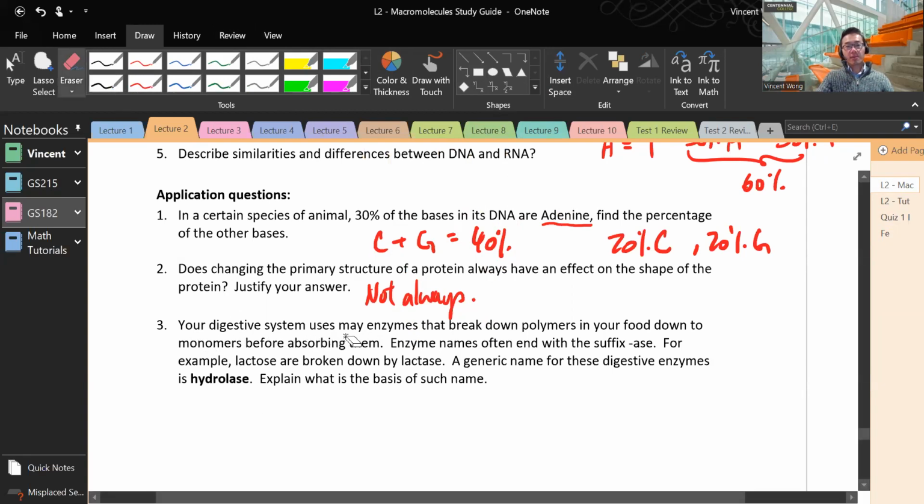Your digestive system uses many enzymes that break down polymers in your food down to monomers before absorbing them. Enzyme names often end with the suffix -ase. For example, lactose is broken down by lactase. A generic name for these enzymes is hydrolases. Explain the basis of such a name.